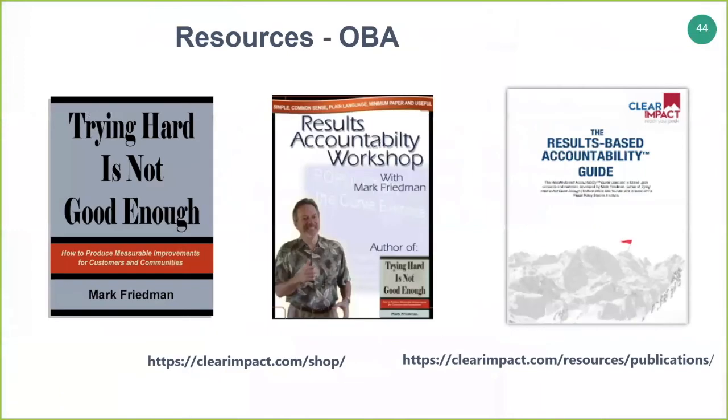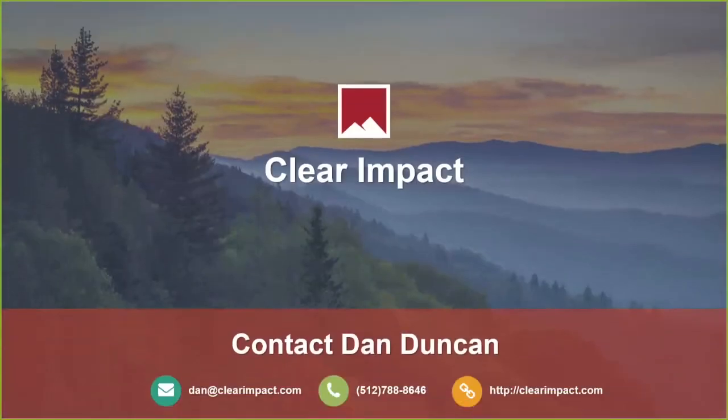Just a couple other things. If you're interested in finding out more about RBA, Mark's book that he wrote about 10 years ago is called Trying Hard Is Not Good Enough. It's the overview of RBA. You can also go to clearimpact.com and listen to a longer video of Mark talking about it himself. You can download and listen to that for free, plus the results-based accountability guide, a short 11-page overview of RBA, is also available for free from the Clear Impact website. So again, additional resources. And if you want to follow up and contact me, please feel free: dan@clearimpact.com, or my phone number, 512-788-8646. And we will also be making this PowerPoint available to everybody.